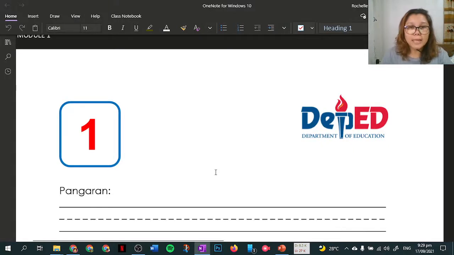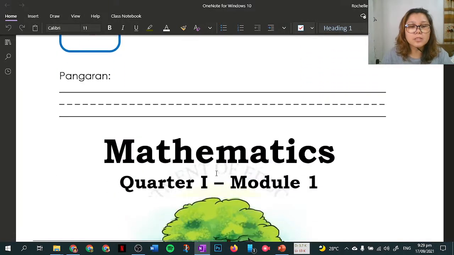Welcome to Math Week 1. So this is Quarter 1 Module 1. Isurat ang pangalan or write your name using these 3 lines. Pause to write your name and then you resume when you are done.